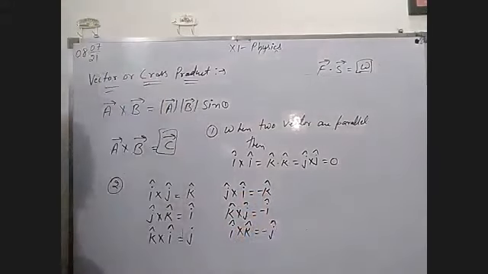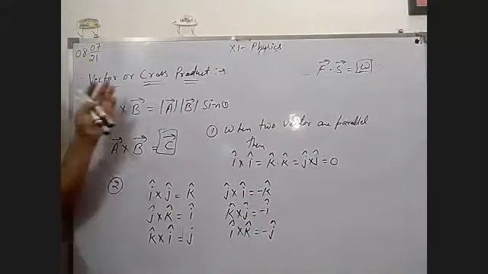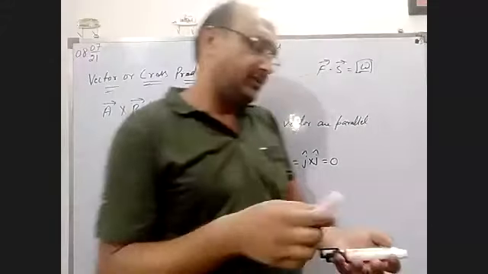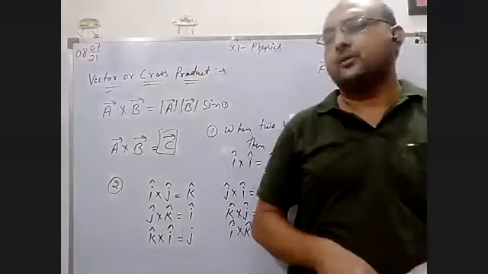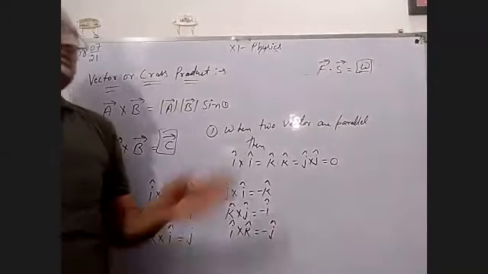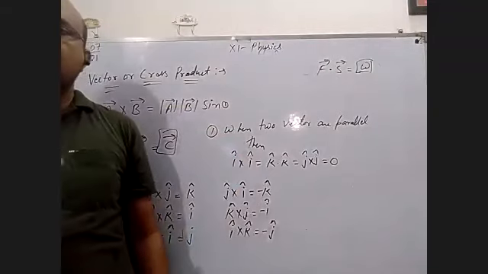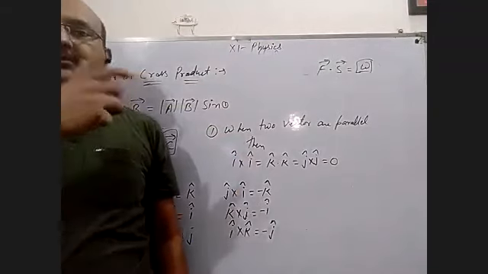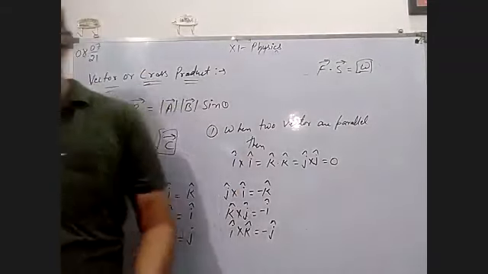Okay, in this way. And what is the meaning of cross product? This will be clear and explained in tomorrow's class because it is based on the right hand thumb rule and screw rule. Okay. So the three-dimensional thing is this.